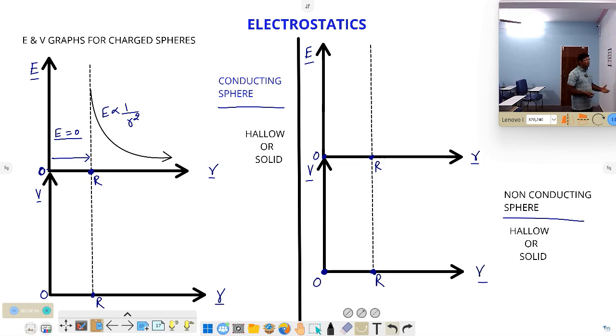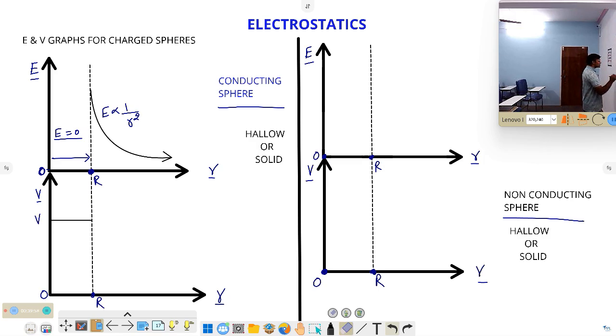But in the case of a conducting sphere, the potential inside, at a point and on the surface, that means at the origin and on the surface, remains the same. That means the potential is not 0. That's why this is the way I can draw the graph. This is the graph which indicates that the potential is not equal to 0.